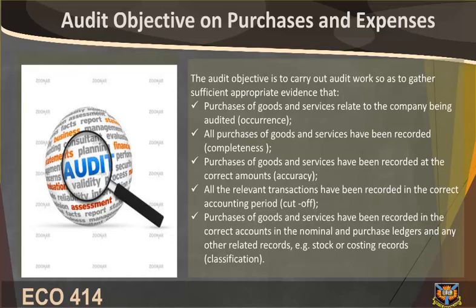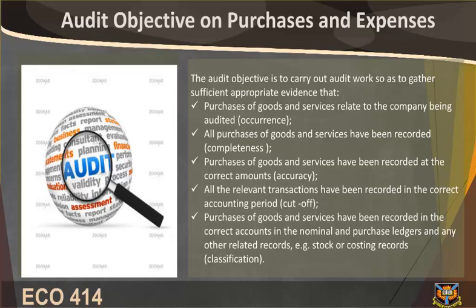Audit objective on purchases and expenses. The audit objective is to carry out audit work so as to gather sufficient appropriate evidence that purchases of goods and services relate to the company being audited. Occurrence. All purchases of goods and services have been recorded. Completeness. Purchases of goods and services have been recorded at the correct amounts.